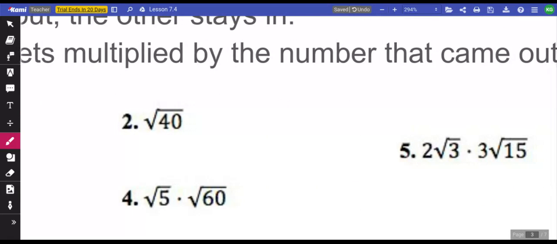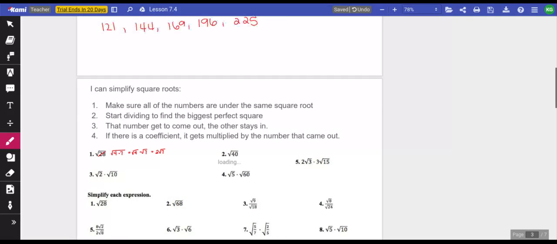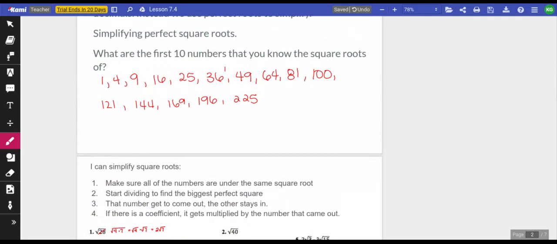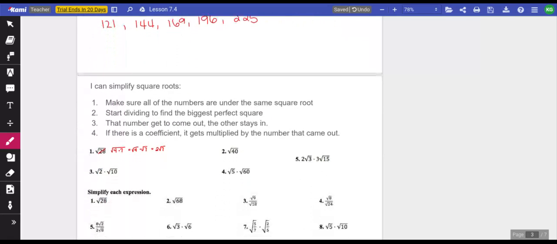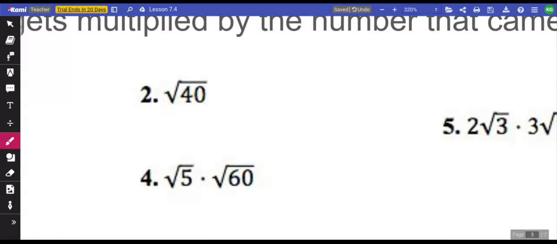Now on number 2, 40, I try to break it up. 40 would fall right here on my number line. It does not divide by 36 evenly, nor 25, nor 16, nor 9. So 40 breaks up into 4 and 10. The square root of 4 is 2, and the square root of 10 cannot be done, and so we leave it as 2 square root of 10.